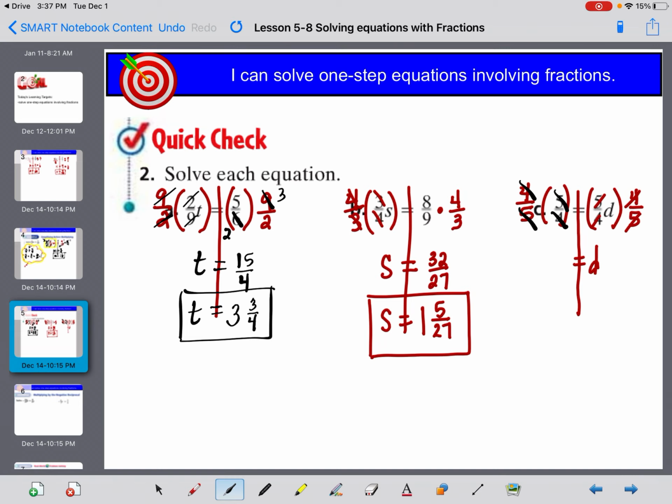Now this crosses out, doesn't it? 5 and 5, 4 and 4, and I'm left with 1. The value of D is 1.